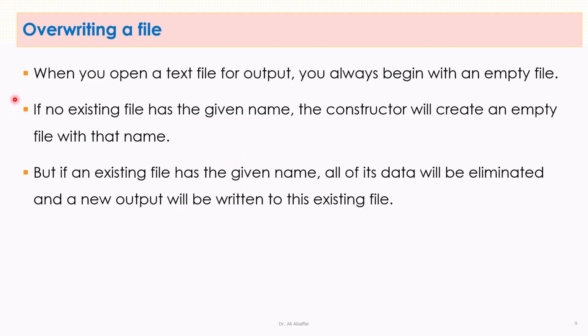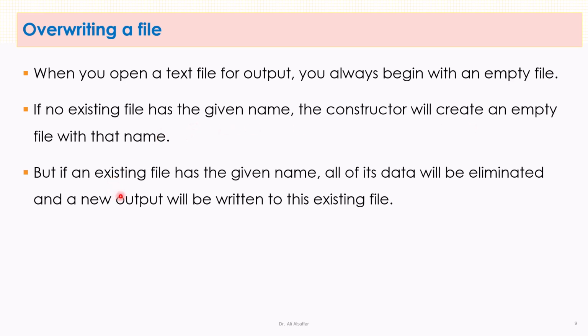In summary, if you want to open a text file as an output file, then when you open that file, we always begin with an empty file. That means we write into the file everything from scratch. If no existing file has the given name, then the constructor will create an empty file with that name.